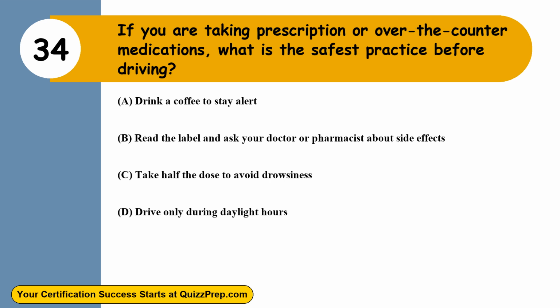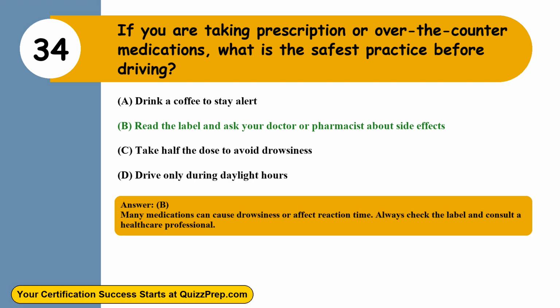Question 34. If you are taking prescription or over-the-counter medications, what is the safest practice before driving? Option A, drink a coffee to stay alert. Option B, read the label and ask your doctor or pharmacist about side effects. Option C, take half the dose to avoid drowsiness. Option D, drive only during daylight hours. The correct answer is option B. Read the label and ask your doctor or pharmacist about side effects. Many medications can cause drowsiness or affect reaction time. Always check the label and consult a healthcare professional.